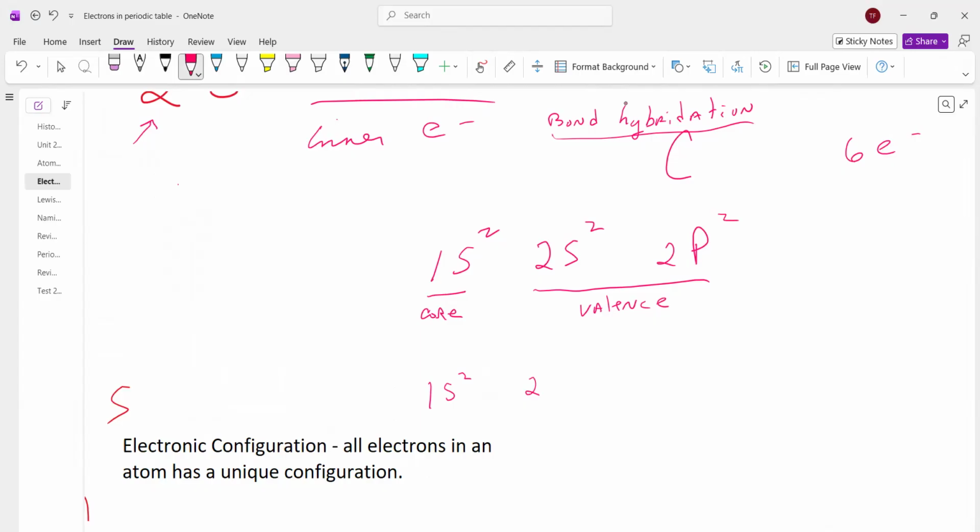So according to this, S is already full, so it cannot undergo any bonding. The P's are not full because it can hold 6 and there's only 2 in there. So theoretically, carbon has 4 electrons in valence, but only 2 of those 4 are capable of bonding because the other 2 are very stable. So these are very stable and these are unstable.